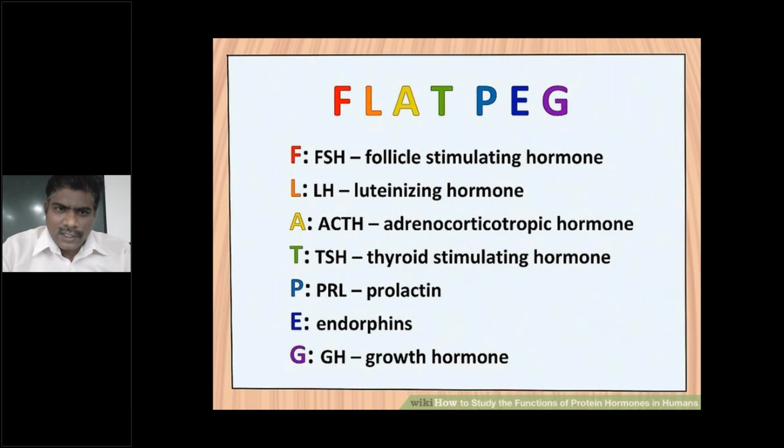F stands for follicle stimulating hormone. L stands for luteinizing hormone. A stands for adrenocorticotropic hormone. T stands for thyroid stimulating hormone. P stands for prolactin. E stands for endorphins. G stands for growth hormone.